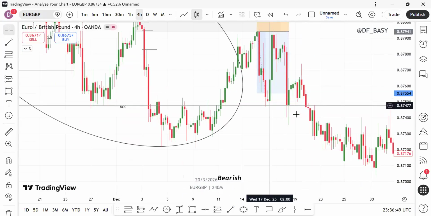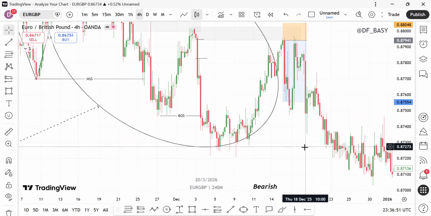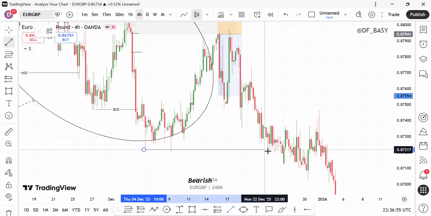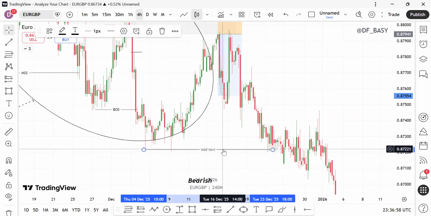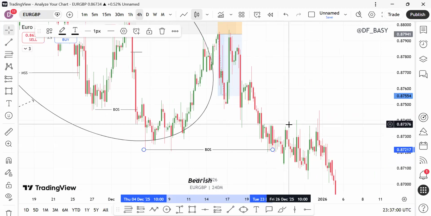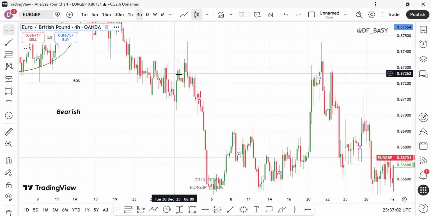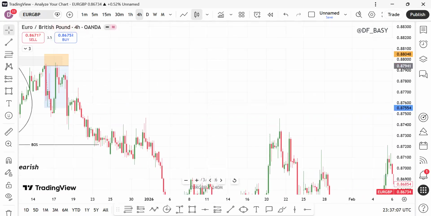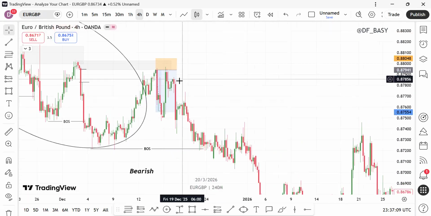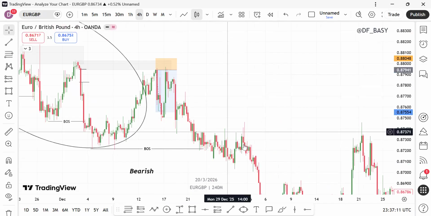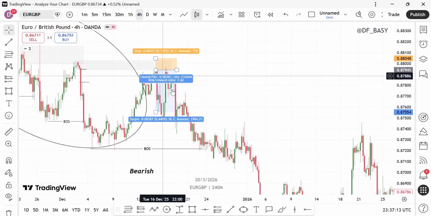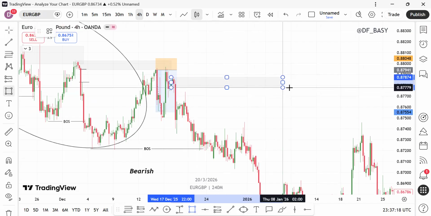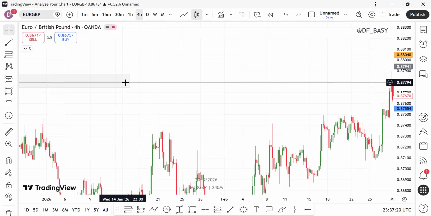Can you see? Smash TP, and the market still broke structure to the downside. Can you see? Still broke structure to the downside. As it broke structure to the downside, there are other blocks you should have respected. Now, this is a block where the market should respect this order block. This is another block where the market should respect.